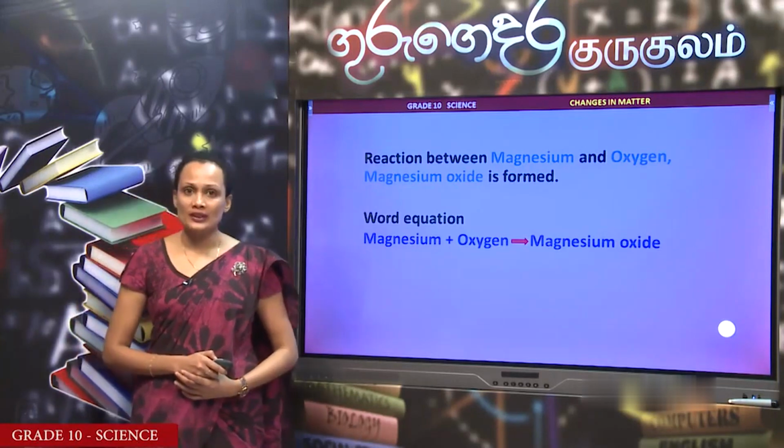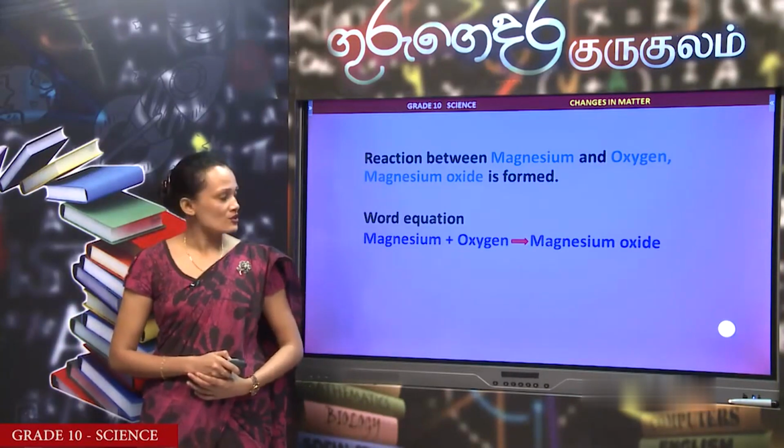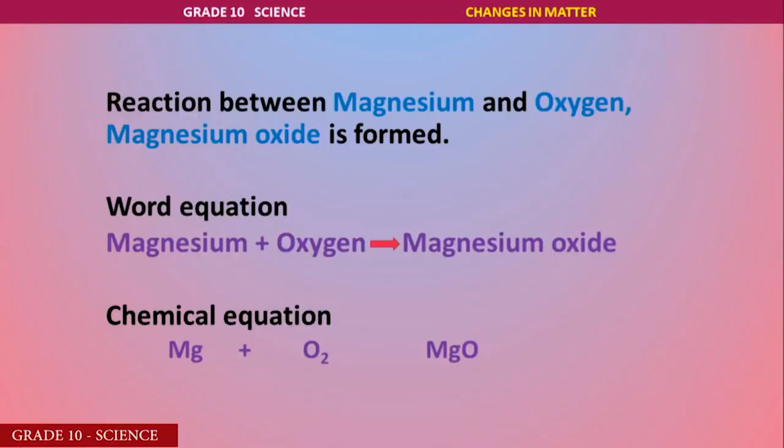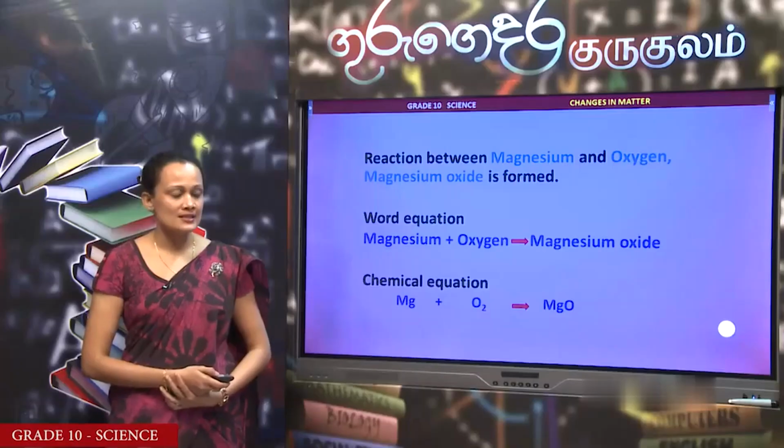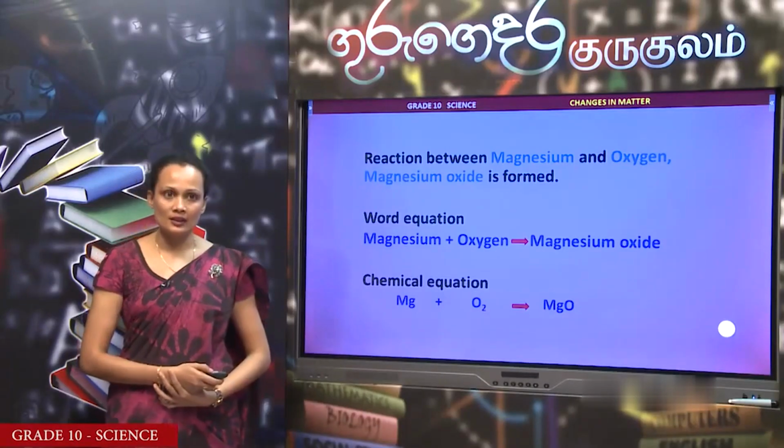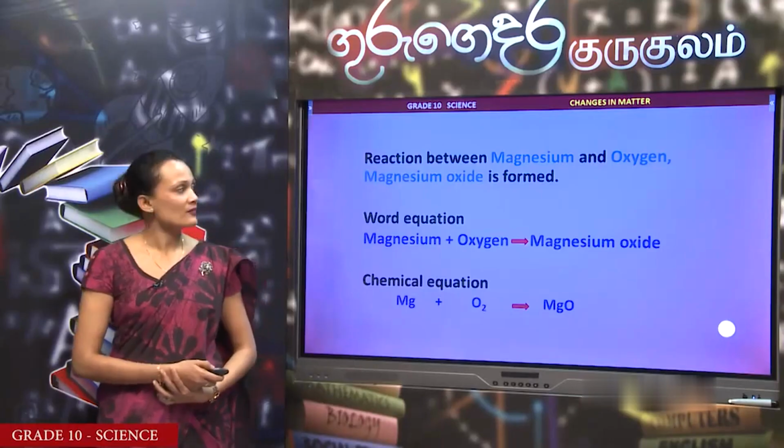Then we will move to the balanced chemical equation. The symbol of magnesium is Mg, oxygen is O2, and magnesium oxide is MgO. When magnesium reacts with oxygen, magnesium oxide is formed, and we can represent it by using the chemical equation like this. Now I am going to explain another example.